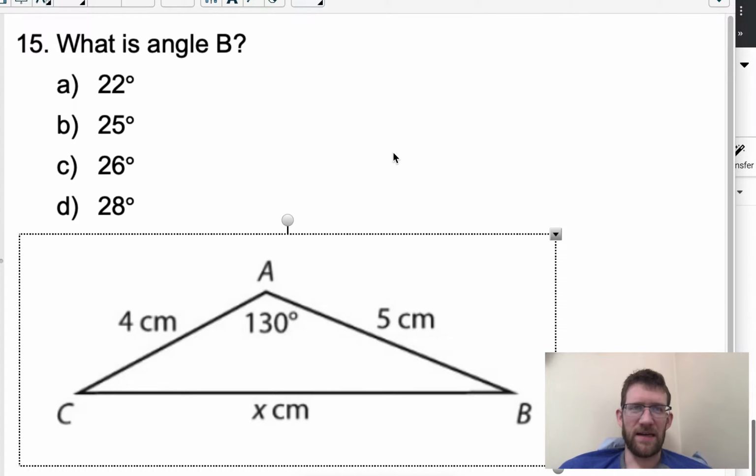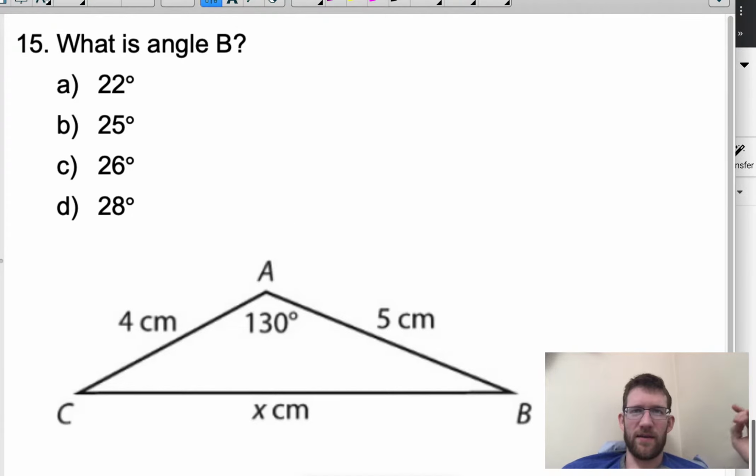Number 15. About 35% of you got this one correct. And I'm not disappointed in that. I thought it was pretty good considering that you need to have the previous one correct in order to get this one correct. However, I am disappointed that a quarter of you guys just left it blank. And there's no reason to leave it blank.